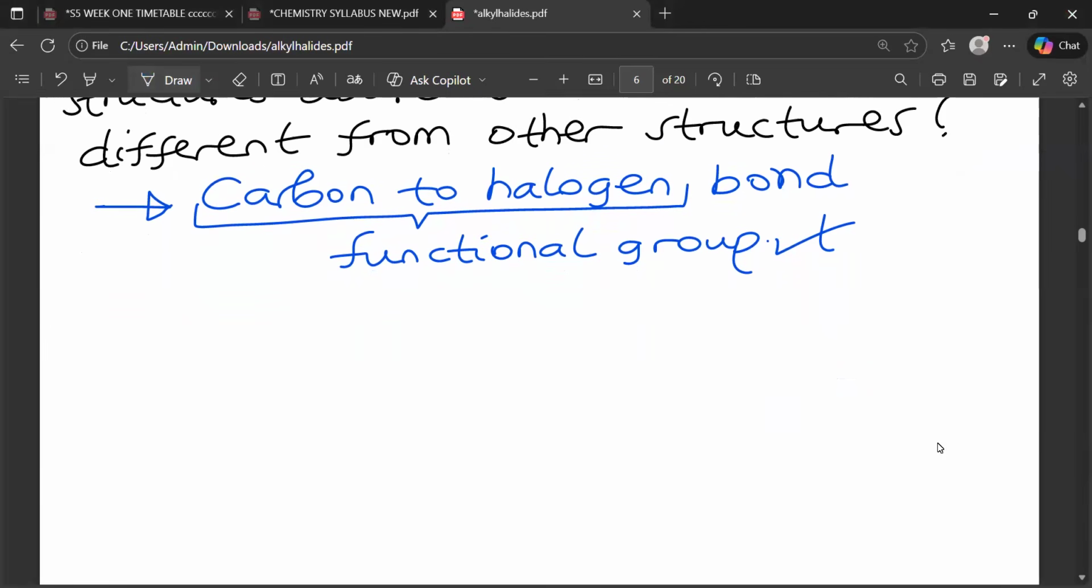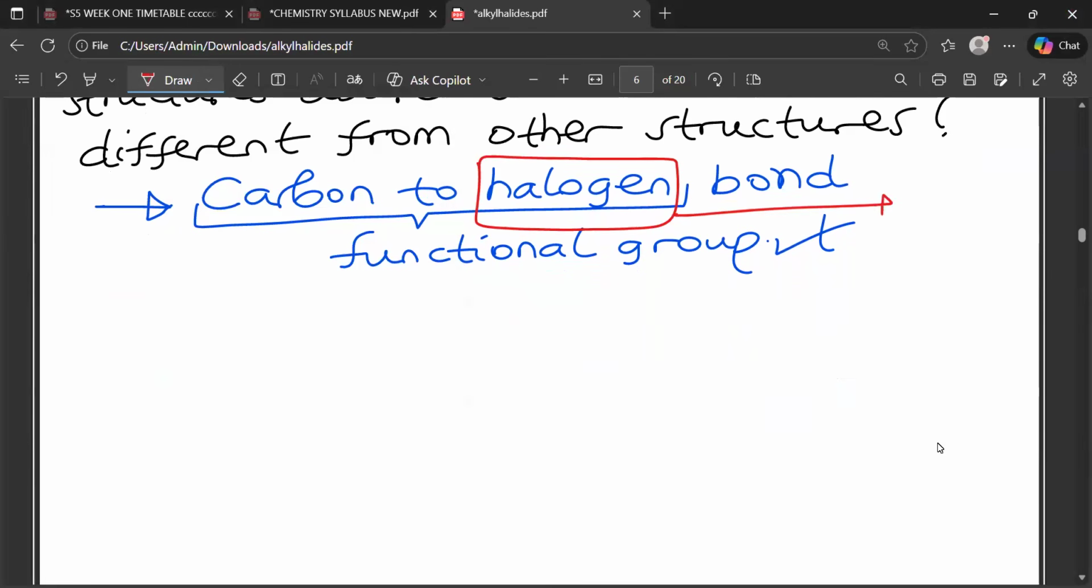So because this word halogen is very big, why? The halogen can be the Cl, the halogen can be the Br, so Cl, Br, the halogen can be the I. So it depends on the compound, you get?